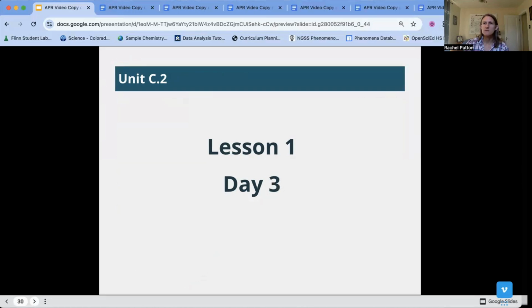So here's day 3. So if day 3 is the day you missed, or day 3 is one of the days you missed, here's where we will continue to work through day 3 of lesson 1. So last class, you made an initial model and you did some gallery walks to observe other initial models.